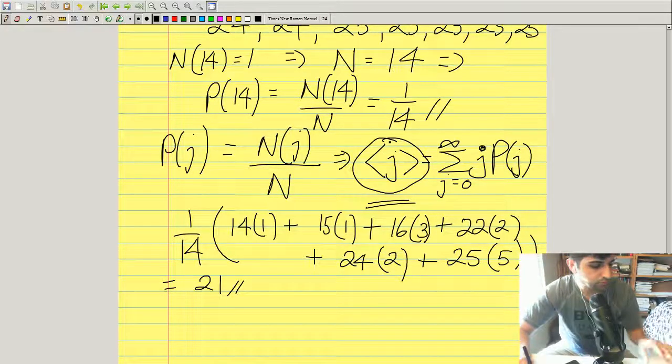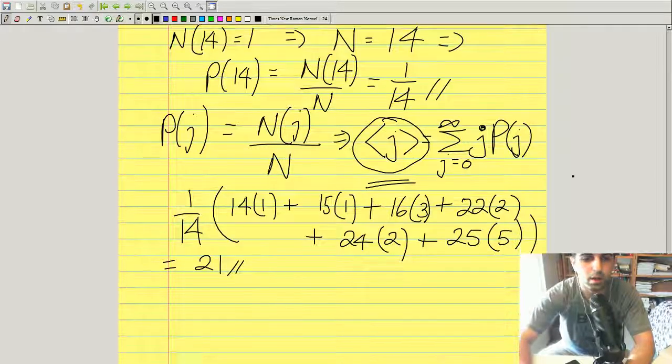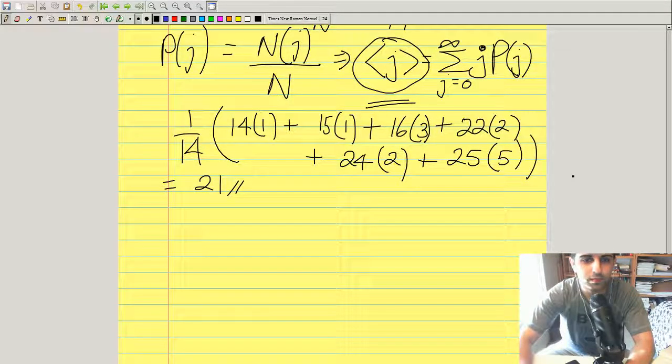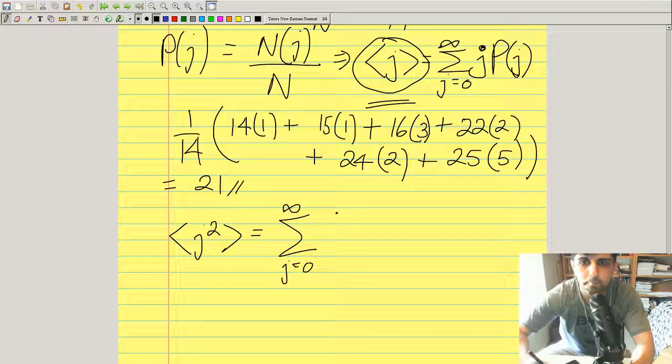Now that's the average of the age, right? But for fun, what if we asked, what's the average of the age squared? Well, you can determine that, right? And it's this symbol, okay? And you do the same thing, except it's going to be the age squared times the probability of getting that age.